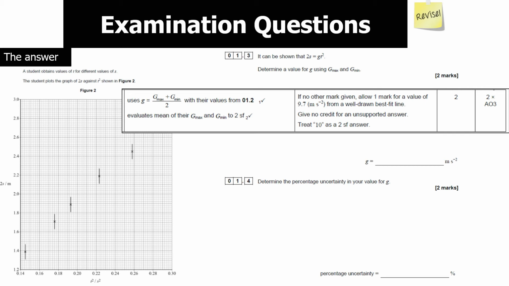That gets you your value of G. So at that point you can work it out, and again remember it should be to two significant figures because that's how many your question was given to. So you should be getting about 9.7.